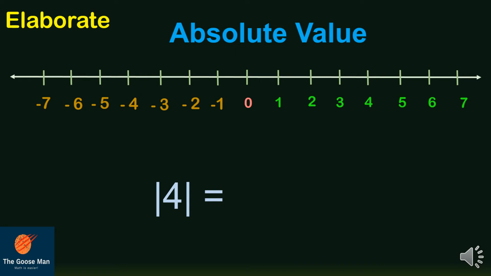Let's try another example. Absolute value of 4 is unknown. Again, from 4, we will move to 0. So let's count. This is 1, 2, 3, and 4. So the absolute value of 4 is equal to 4.